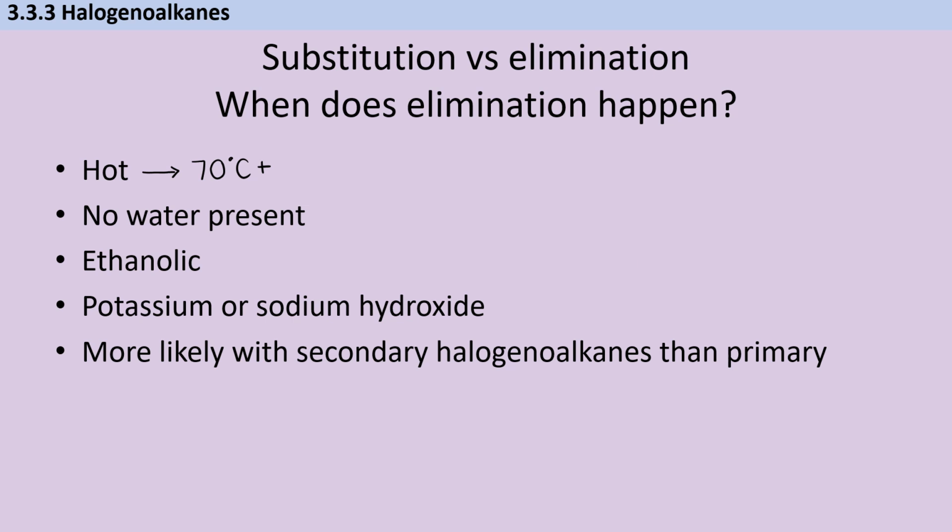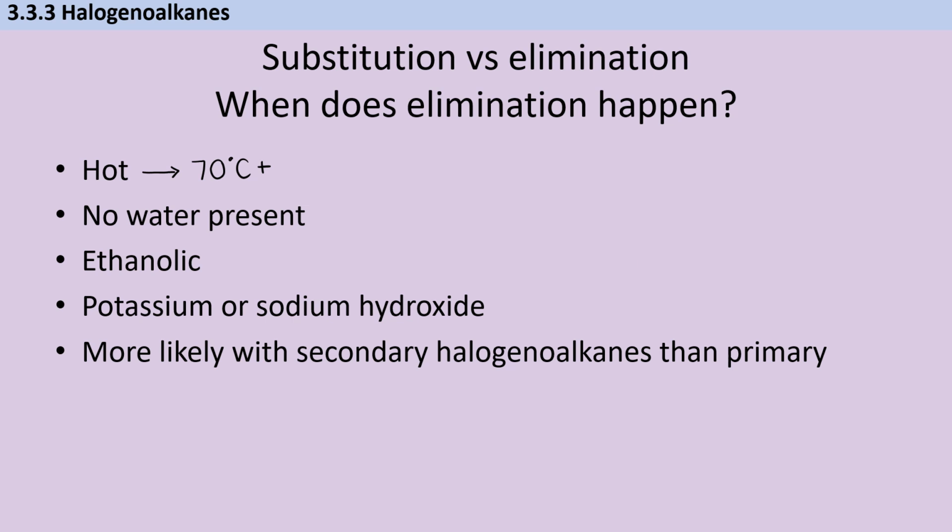So if hydroxide ions can act as a nucleophile and help substitution to happen, or as a base and help elimination to happen, then how can we decide which reaction will take place? Well, there are a couple of things that are different between them. Firstly, the temperature. Nucleophilic substitution is favoured by cooler temperatures, although you do often have to warm the reaction a little bit so that it doesn't go really, really slowly. But a hot temperature of 70 degrees C or higher is going to favour elimination. Substitution takes place in aqueous conditions, whereas for elimination to take place, there needs to be no water present.